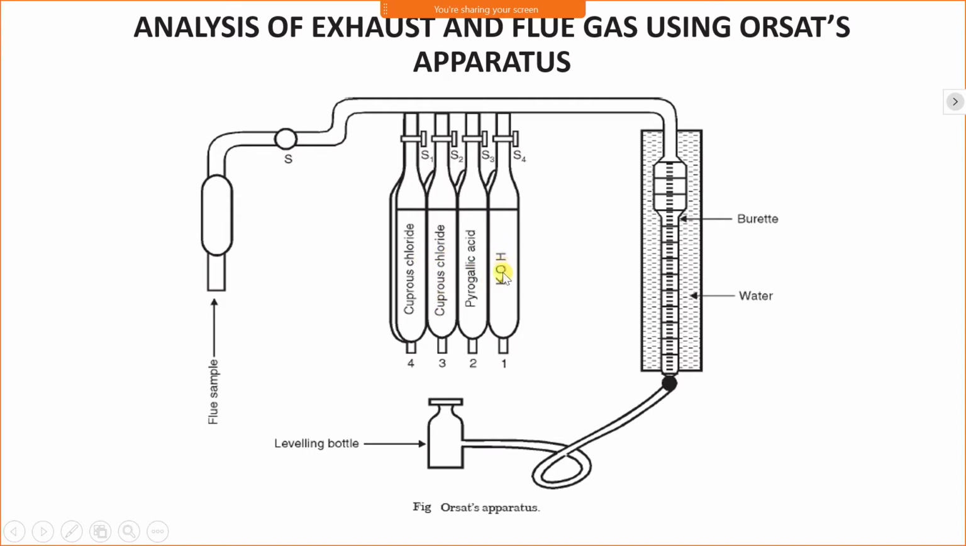The first pipette, that is caustic soda, absorbs the carbon dioxide. The second pipette, that is pyrogallic acid, absorbs the oxygen, and the remaining 2 pipettes, that is pipette 3 and pipette 4, copperous chloride, absorb carbon monoxide.